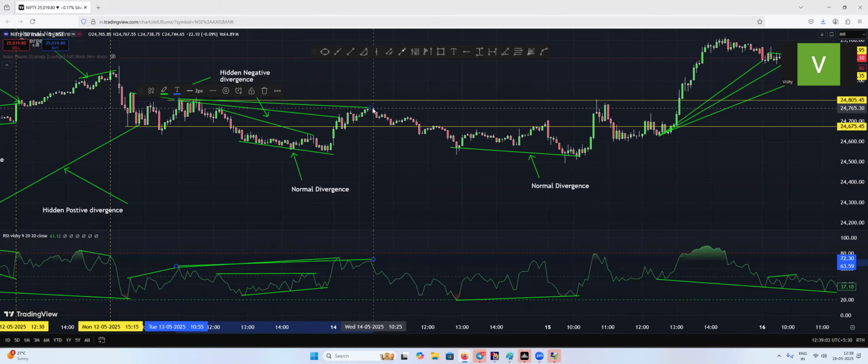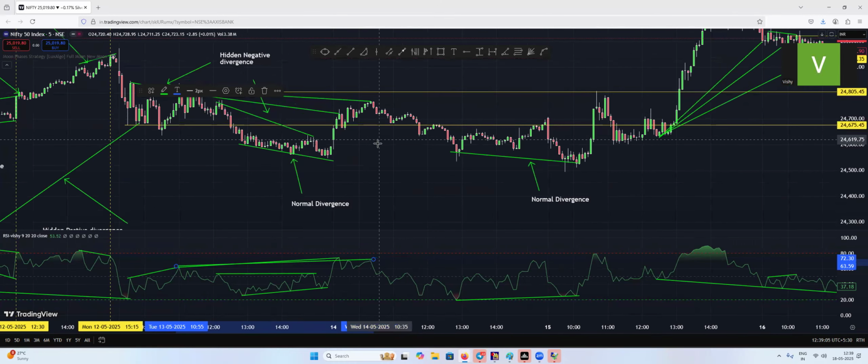Here again, a hidden negative divergence came. So mark this candle, one candle on the left and one candle on the right. So the low of these three candles was broken and price came down, right? It came down, okay, and it again went up.